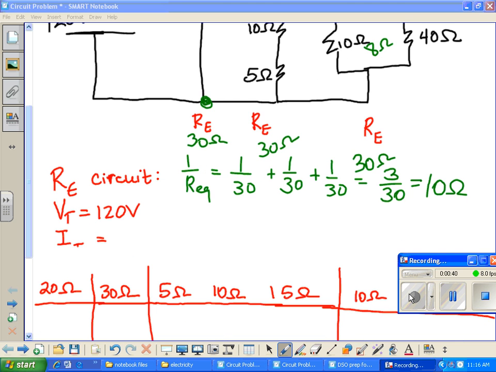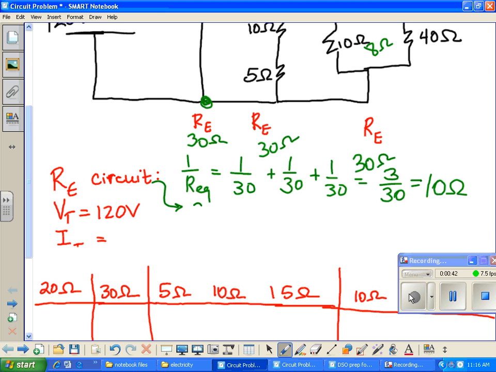So the total resistance for the circuit is 20 ohms, which is the series part. All the electrons have to go through there, plus 10 ohms, which is a total resistance of 30 ohms. That is the number that I will use to solve for the total current. So if I have 120 volts and 30 ohms of resistance, you should get a total current equivalent to 4 amps. Just use Ohm's law, V equals I times R, to solve for that portion.